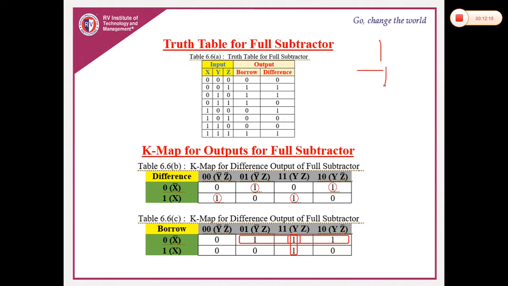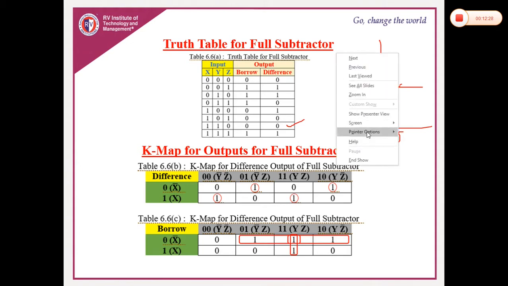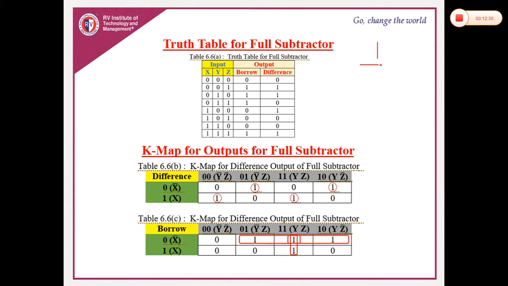1 minus 1 is 0, and minus 0 is again 0. We have not taken borrow, so it is 0, and the difference is also 0. Final combination, we'll just see that 1 minus 1 minus 1, right? So 1 minus 1 is 0. Then again minus 1. This is not possible. We have to take borrow. Whenever we take borrow, it will become 1 0. 1 0 means 2. 2 minus 1 is 1. And since we have taken borrow, borrow is also 1.